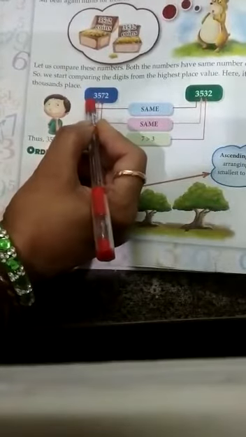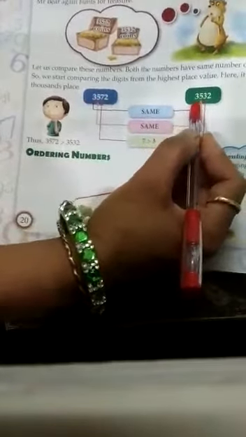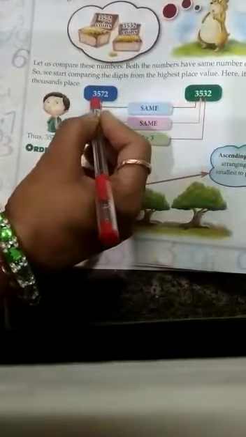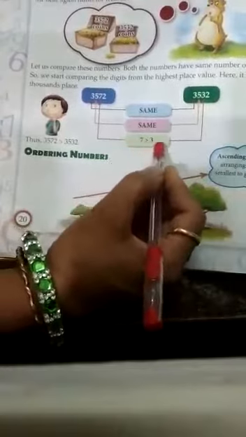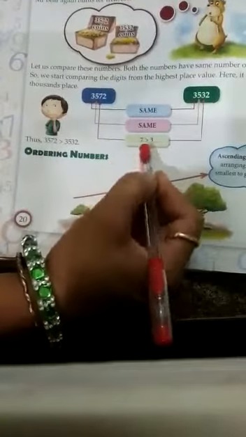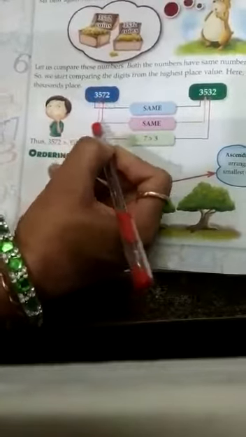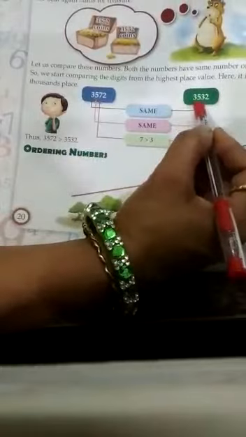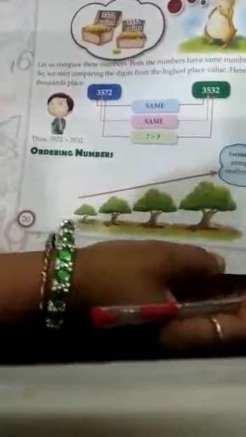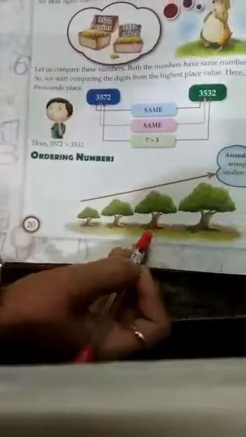In this, the first is 3, here also 3, both are the same. Next digit 5, in this also 5, both are the same. Next digit 7, here the next digit 3. You compare 7 and 3. 7 is greater than 3. It means 3572 is greater than 3532.